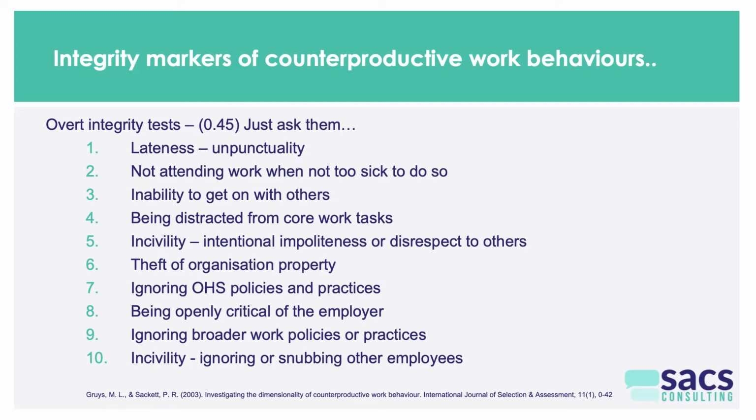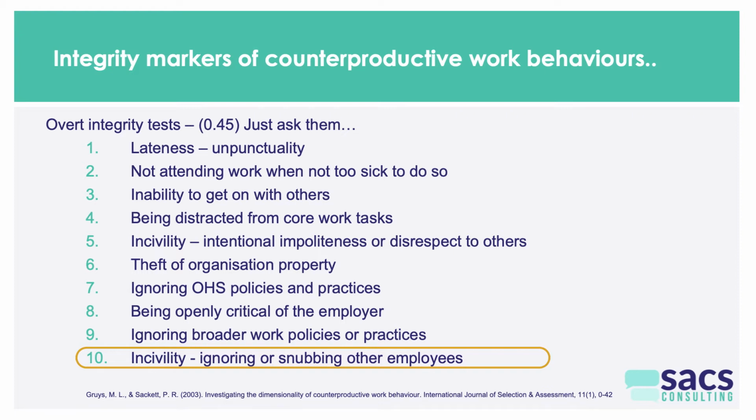There are really 10 areas that we measure in our instrument, our integrity test, if you want to call it that. Lateness; not attending work when you're not too sick to do so, so in effect faking a sickie; inability to get on with other people; being distracted from core work tasks; incivility, being intentionally disrespectful or impolite to other people; theft; ignoring OH&S policies and practices; being openly critical of your employer; ignoring broader work policies or practices. And what we mean by that is simply ignoring rules that don't have to do with organisational OHS stuff. And then incivility, ignoring or snubbing other employees.